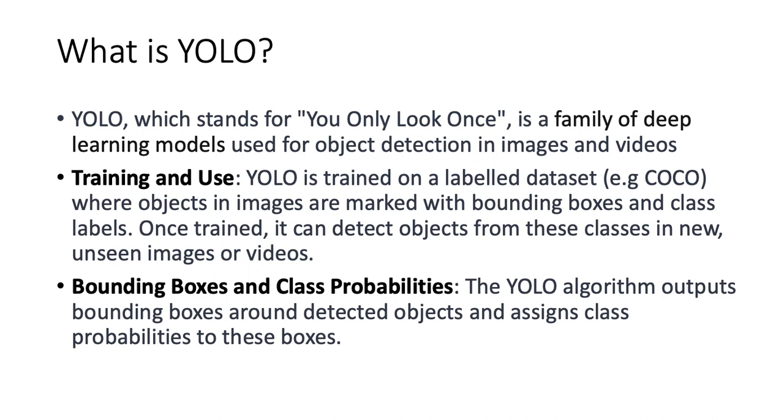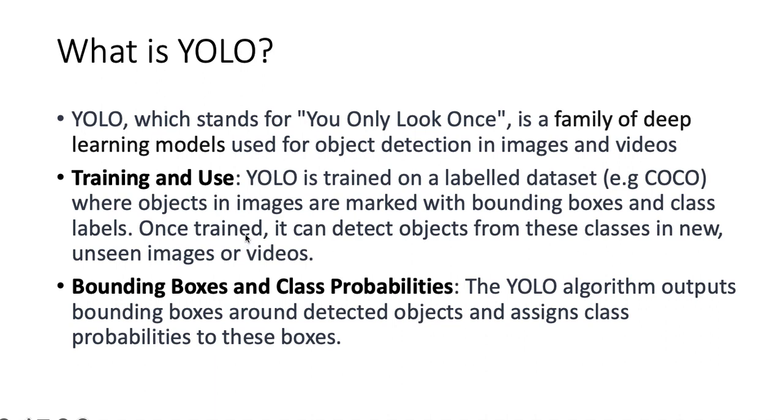That means if there is an object, a rectangle is put around that object, and a label is given to that object. For example, if the object is a car, a bounding box or a rectangle is put around the car, and a label like car is given there. That's how YOLO is trained.